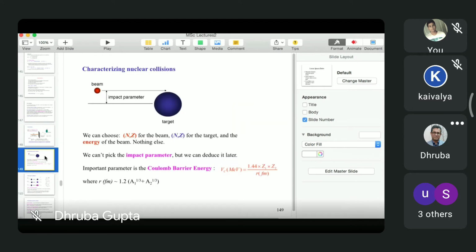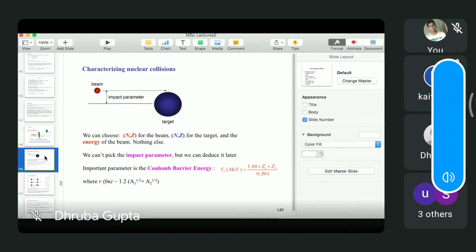Okay, now another interesting thing is the impact parameter in a nuclear reaction. Now you can see this red ball, which is a beam particle. I actually drew it as one particle, but actually there are thousands of particles falling on a target. But to make you understand, I plotted it as a one particle beam. So it is coming and going to interact with the target. Now you can see the impact parameter, that is actually the perpendicular distance between the center of the target nucleus and the trajectory of the beam particles.